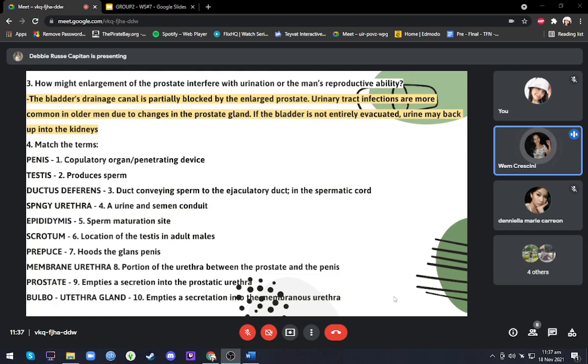And then number six, the location of the testis in adult males. We have here the scrotum. And then number seven, the glans, who covers the glans penis. We have here the prepuce. And then number eight, portion of the urethra between the prostate and the penis. We have here the membranous urethra. And then number nine, empties a secretion into the prostatic urethra. We have there the prostate. And then the bulbourethral gland, it empties a secretion into the membranous urethra.